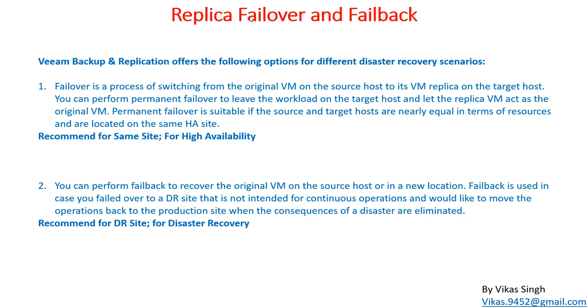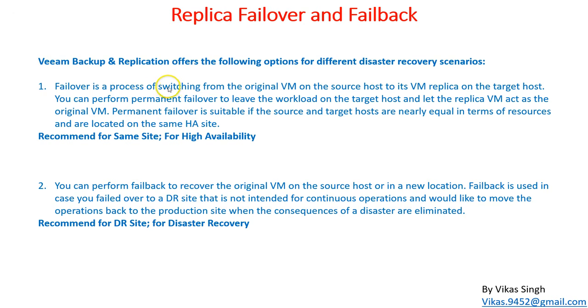Both of these things, failover and failback in Veeam, are based on a virtual machine which is getting replicated to another site or another ESXi host or Hyper-V host or any hypervisor. Veeam Backup and Replication offers the following options for different disaster recovery scenarios. We have basically two types of disaster recovery, one for the same site and one for the DR site. You can use the first process, failover, as recommended for high availability at the same site. So let's discuss this.